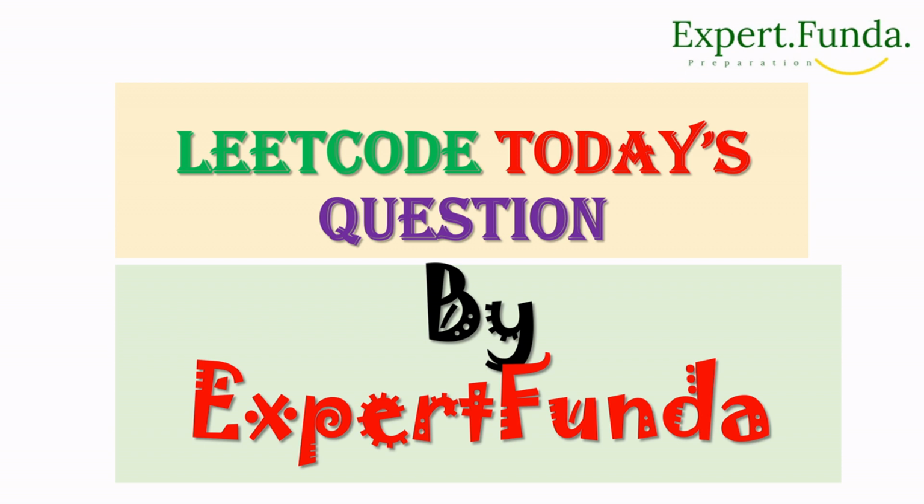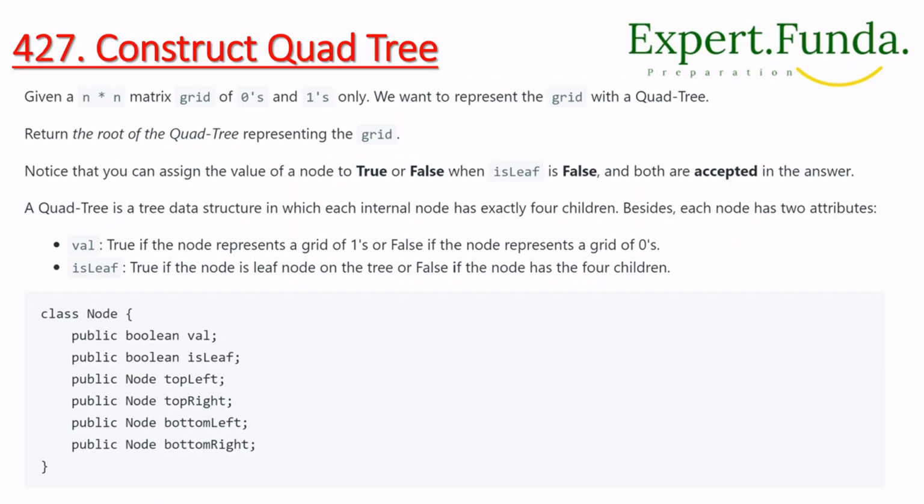So today we are going to see today's LeetCode question, that is 427, Construct Quad Tree. We have an n cross n matrix, called grid, of zeros and ones. We want to represent the grid with a quad tree, which we will see shortly. We have to return the root of the quad tree representing the grid.